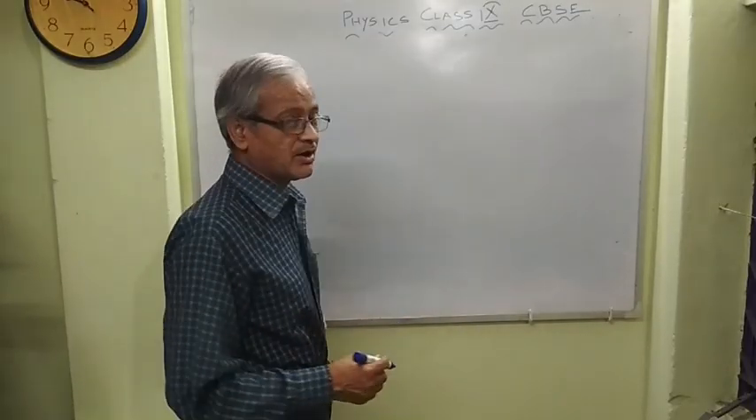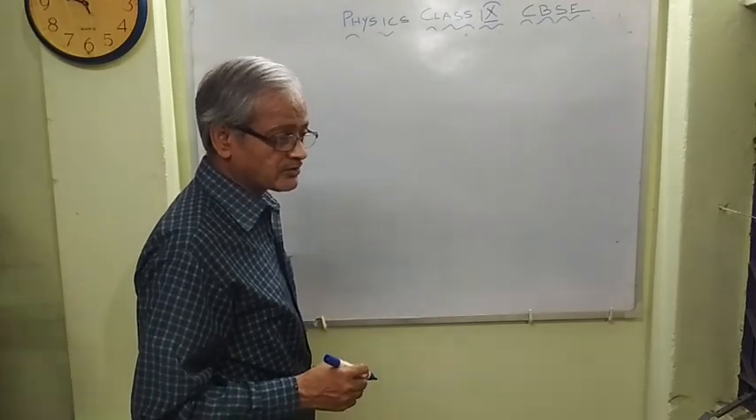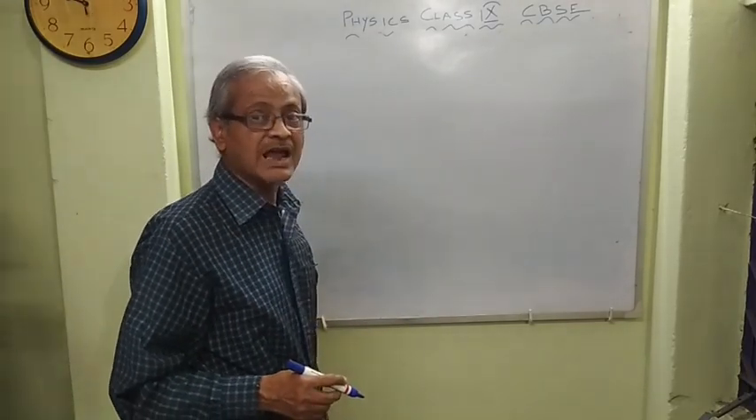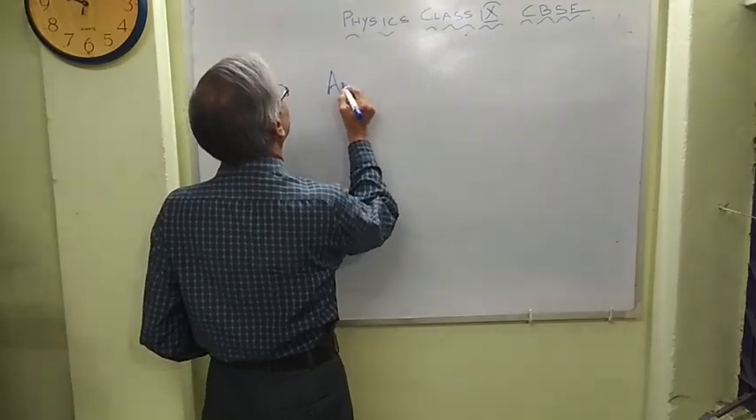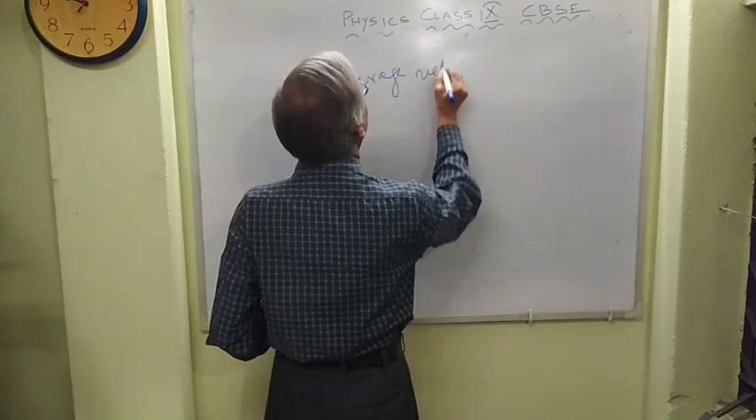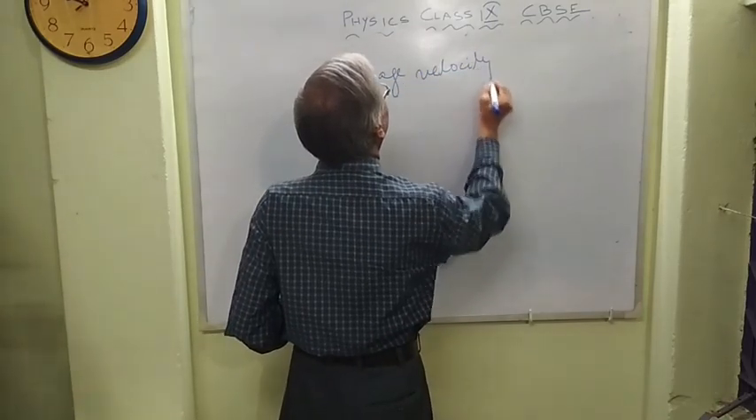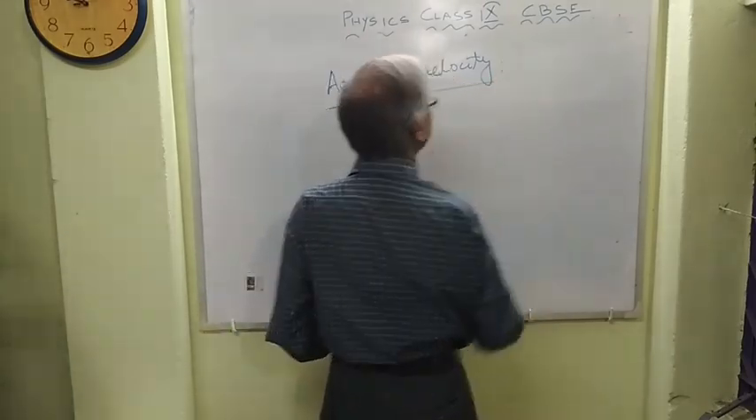We discuss non-uniform velocity. For non-uniform velocity, average velocity. What do you mean by average velocity?